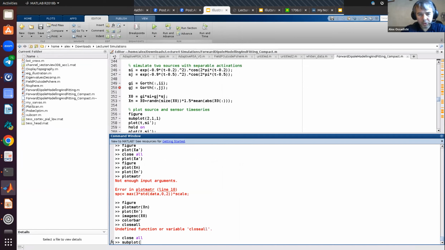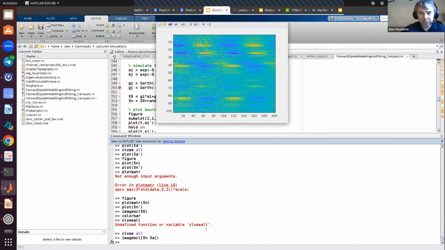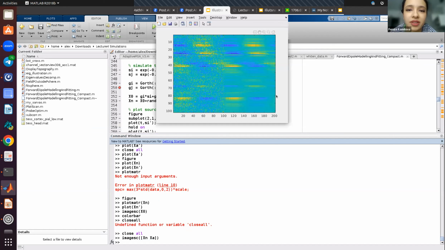Subplot. Oh, not even this way. Okay, let's plot image scale XA, and then we stick to it the original one, the original time series, so that they're plotted in the same color XA, order, X approx.